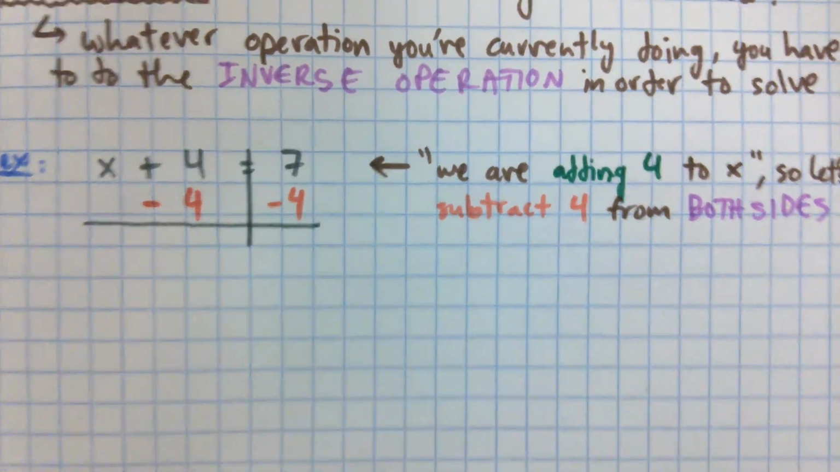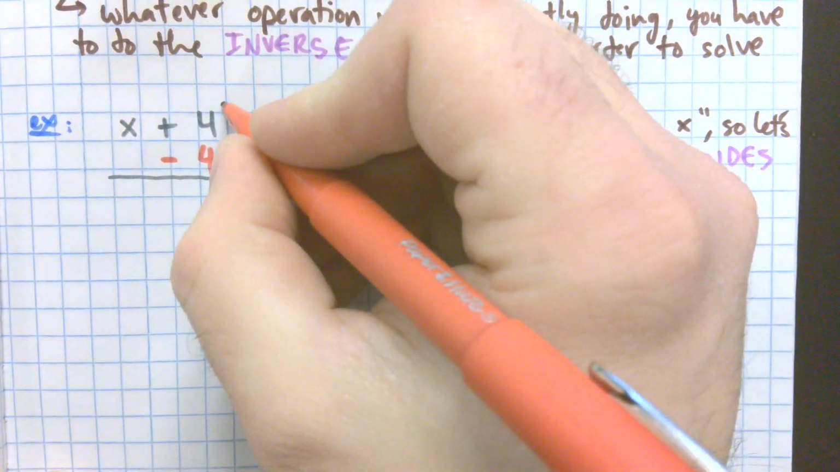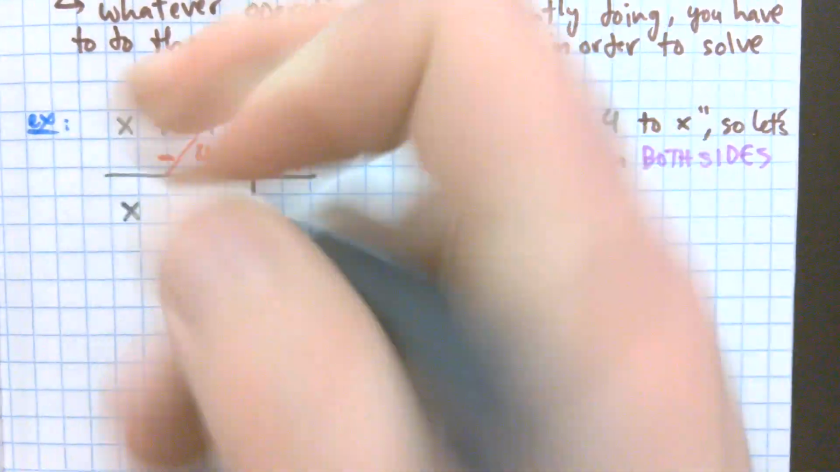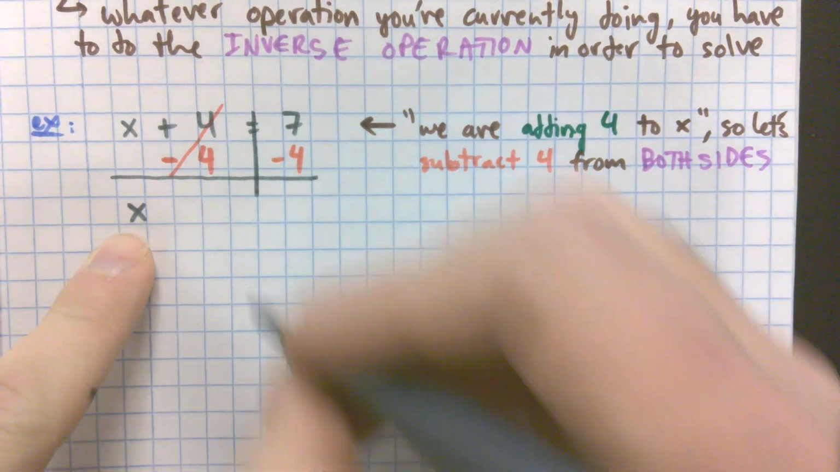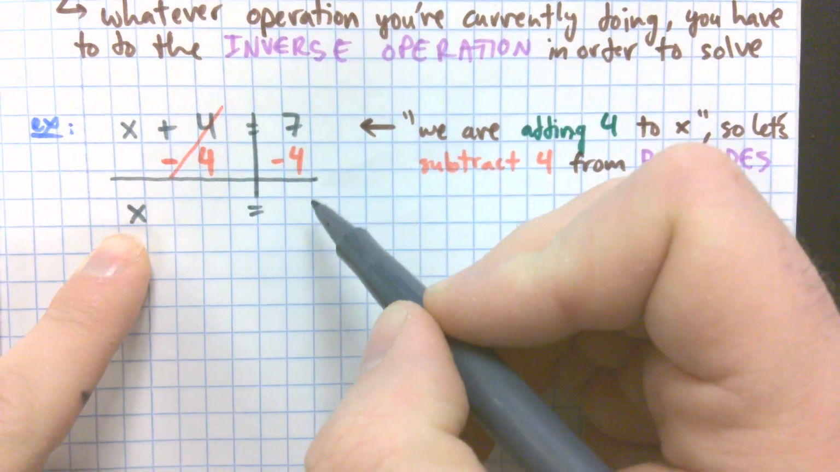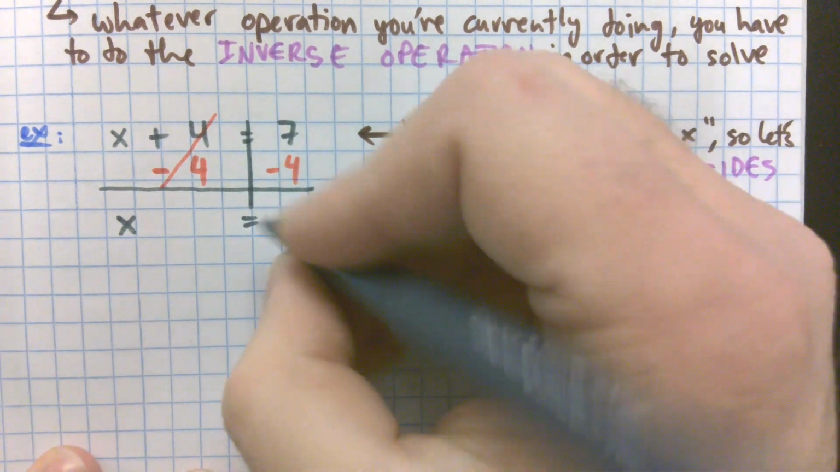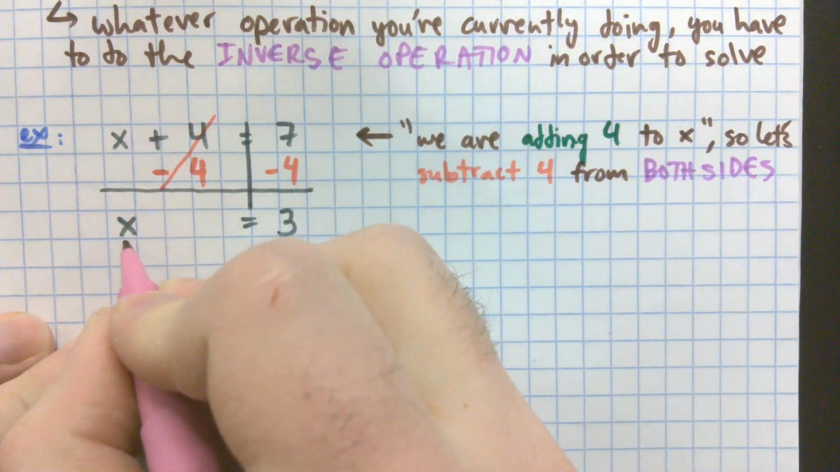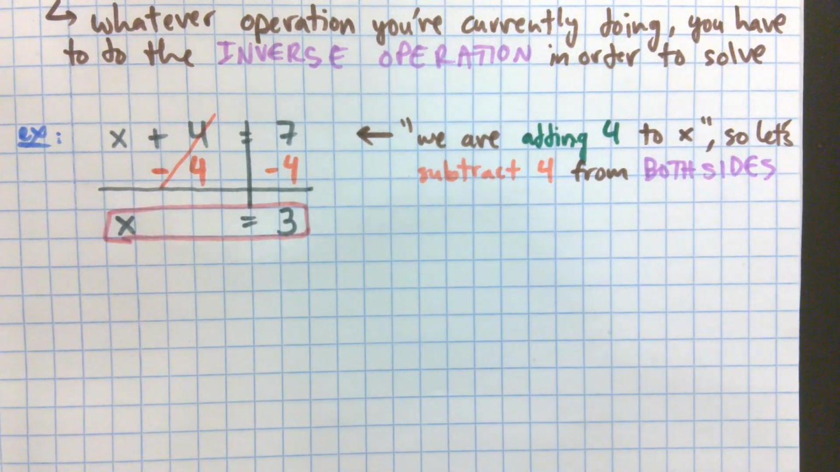On the left side, what is 4 minus 4? What happens with those two numbers? They cancel out. We can cross them out, leaving us just with x on the left. And what does 7 minus 4 give us on the right? 3. 7 minus 4 gives me 3. So my answer here is x is equal to 3.